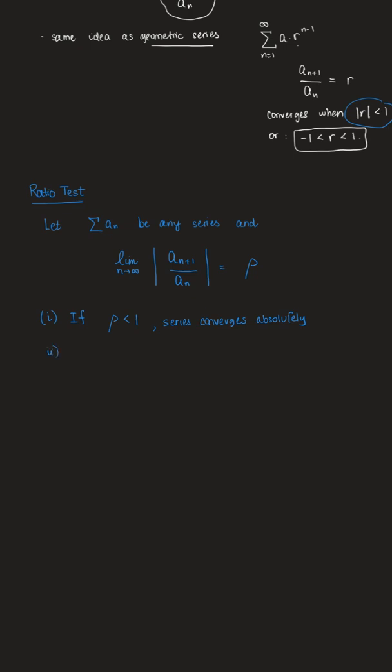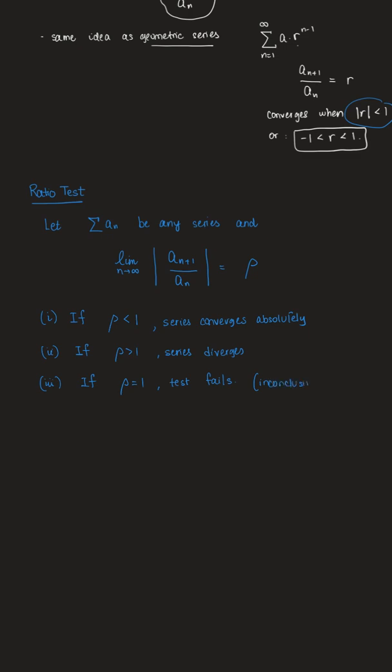2. If rho is greater than 1, the series diverges. And 3, if we get rho equal to 1, we have to use another test, because here the test fails. We just can't tell. It could converge or it could diverge. The test fails, so this is inconclusive.